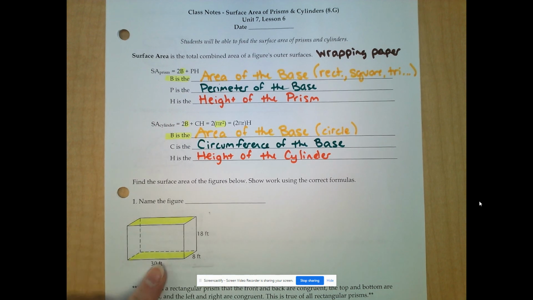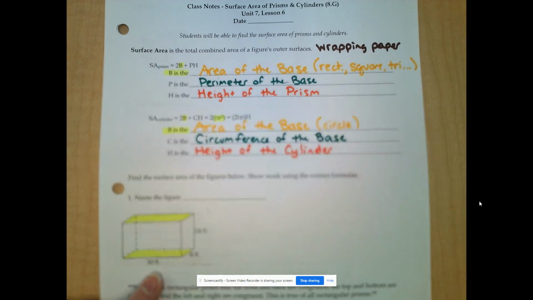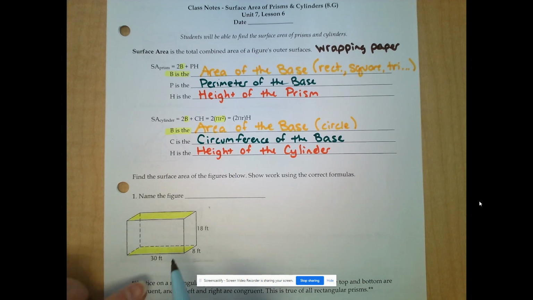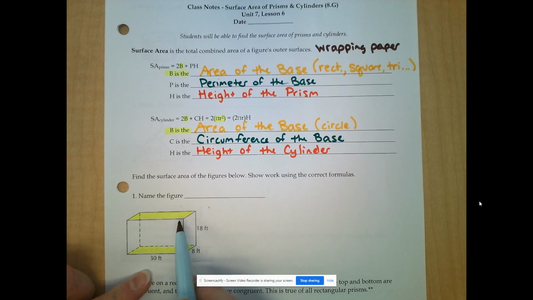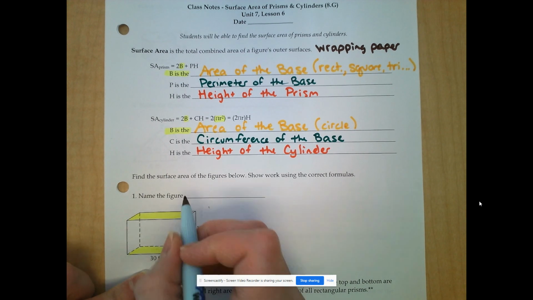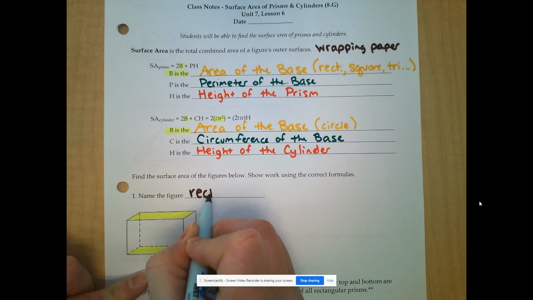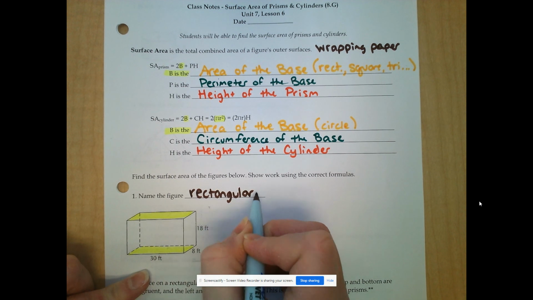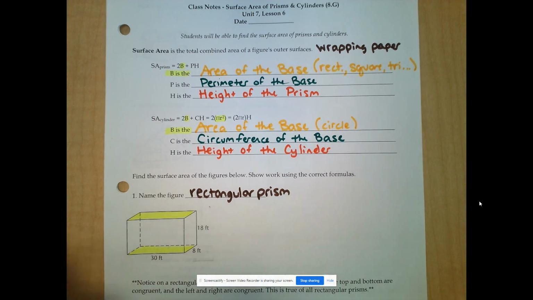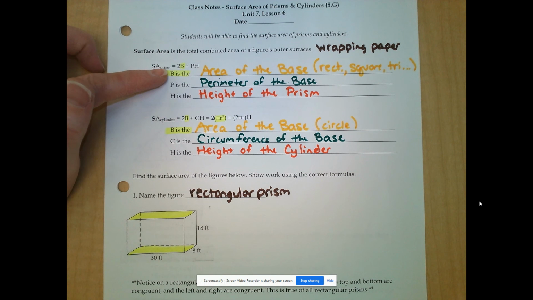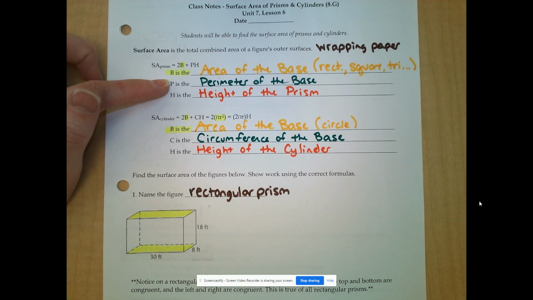So let's take a look right here at this figure. What would we call this? Because it's got rectangular bases and all of the sides are rectangles, we would call it a rectangular prism. Prism because all of the sides are rectangles, and rectangular because the two now yellow bases are rectangles. Then we also need the area of the base, which is one of the things we're going to have to find. Perimeter of the base.